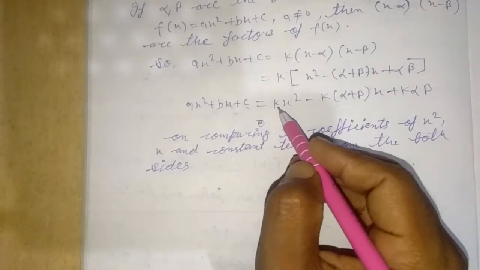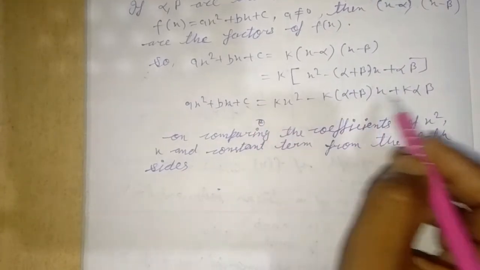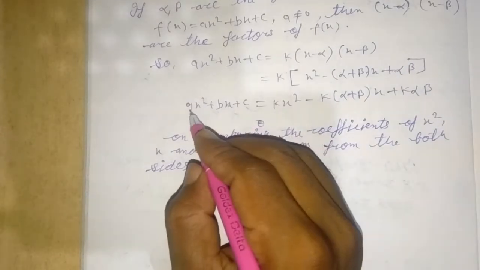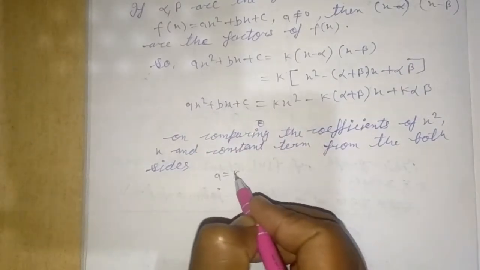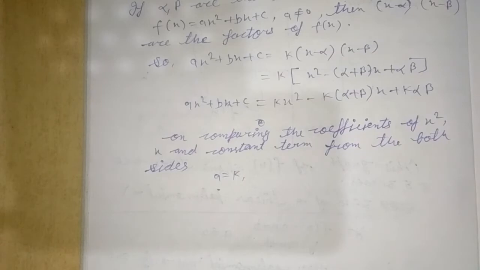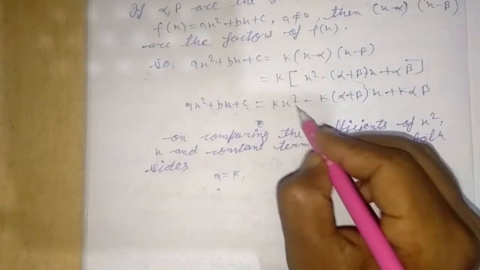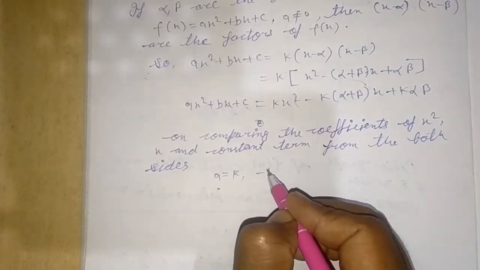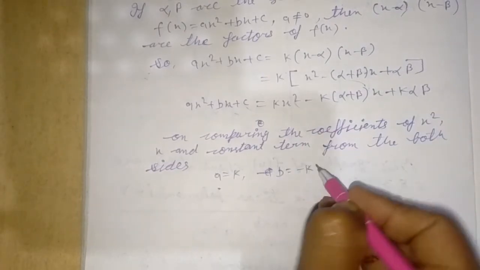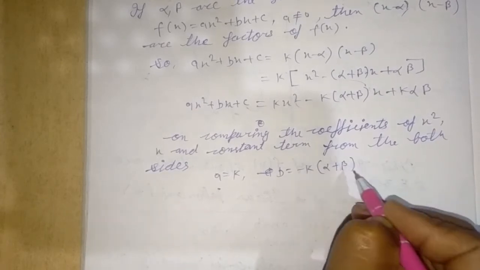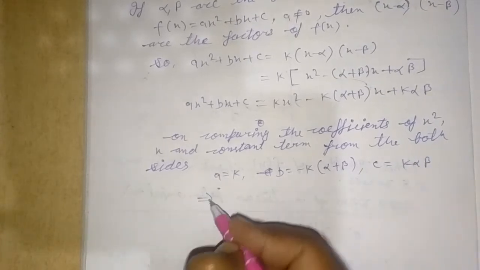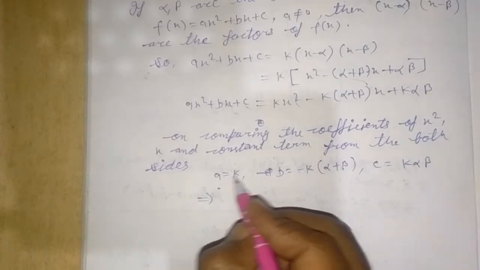When you compare the coefficients of x square, x and the constant from both sides, the coefficient of x square on the right side is k and on the left side is a. So you write a equal to k. Again, the coefficient of x: minus b is equal to minus k times alpha plus beta, and c is equal to k alpha beta. This implies that k is equal to a.